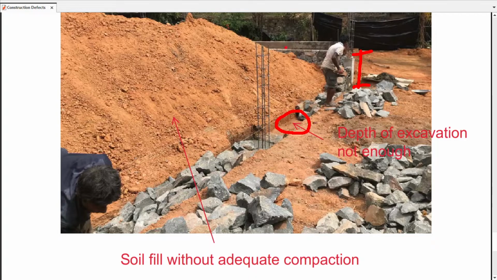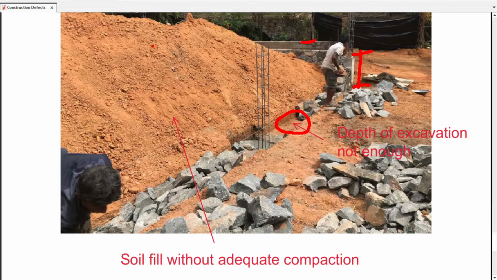In addition, with this pressure, when you fill this soil up to this level, there will be a very high pressure on the rubble foundations. If it is not constructed properly, if the depth is not adequate, there will be a movement in the lateral direction. So the rubble wall could fail due to this kind of construction.